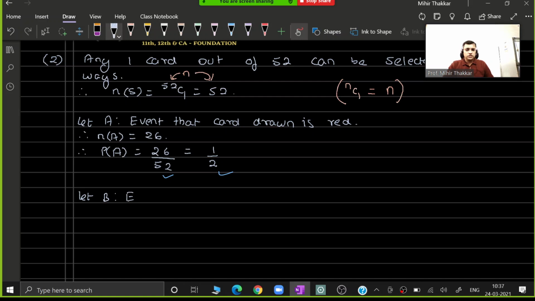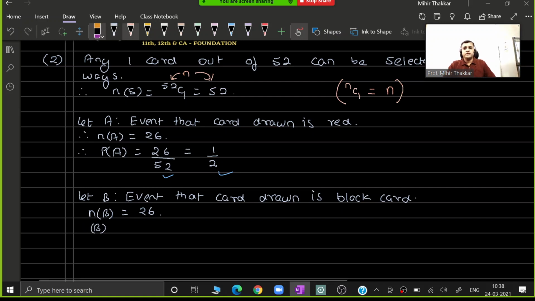Let B denote the event that the card drawn is a black card. So n of B is equal to again 26. Probability of B in this case will again be 26 by 52, which is again half.